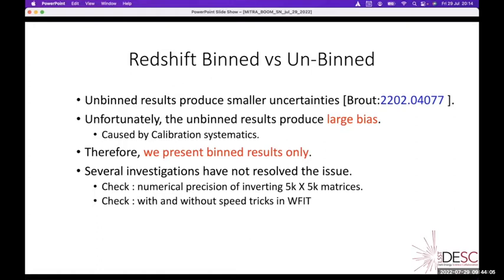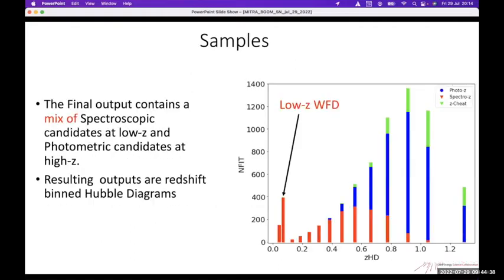We did do a lot of backdoor investigations, but it's still not resolved. Some of which included understanding how to have better precision for inverting a very big matrix, like 5K times 5K, or using speed tricks when we're doing the fast cosmology with WFIT, and still preserving the accuracy and time. But at the moment, we will only present results with the binned Hubble diagram in perspective.